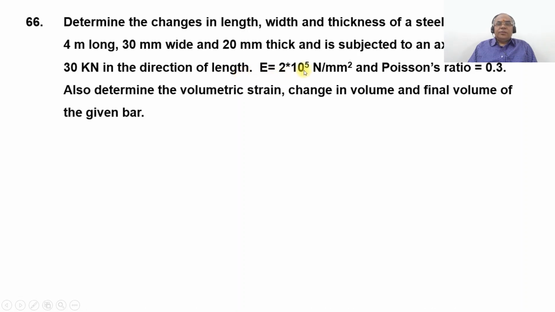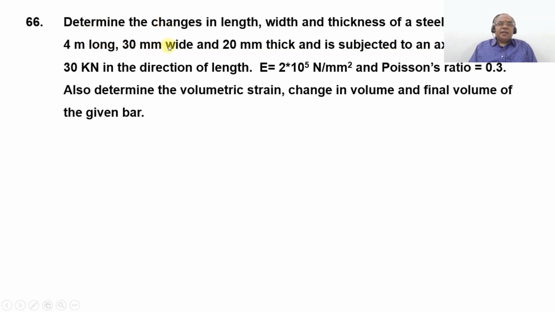E is 2 into 10 to the power of 5 Newton per mm square, and Poisson's ratio is 0.3. Also, determine the volumetric strain, change in volume, and final volume of the given bar. So how to proceed with this particular problem? So he has given the length of the bar, which is 4 into 10 to the power of 3, which is 4 meters converted into mm.